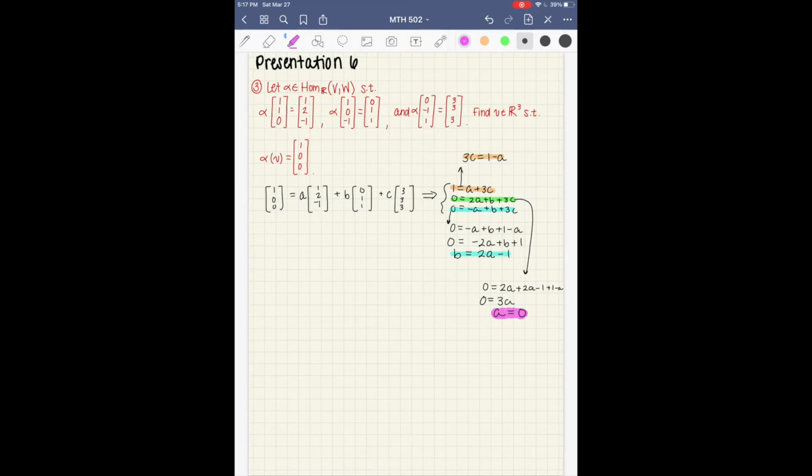And now I took that a and just plugged it into the other equations to figure out what those equaled. So if I take that a and plug into the blue equation for b, I got b equals negative 1. And then I took that a equals 0, plugged it into my orange equation, and got c equals 1/3.